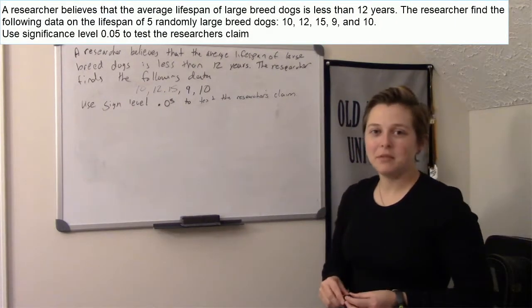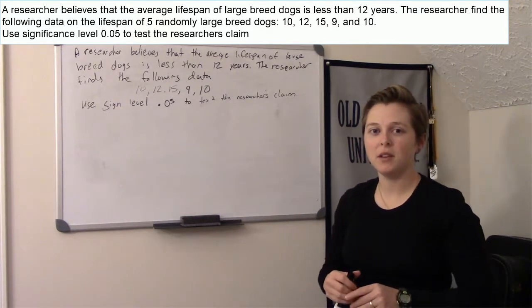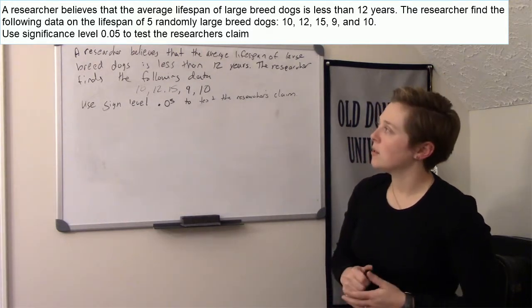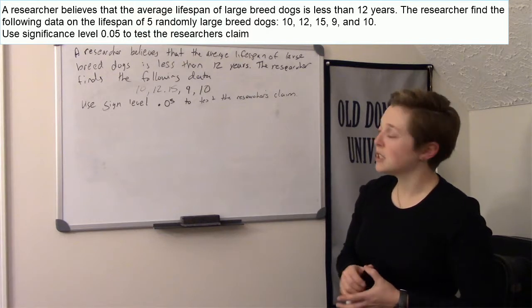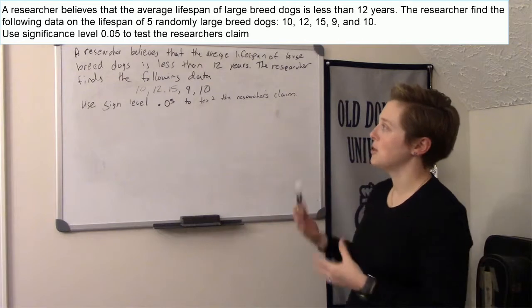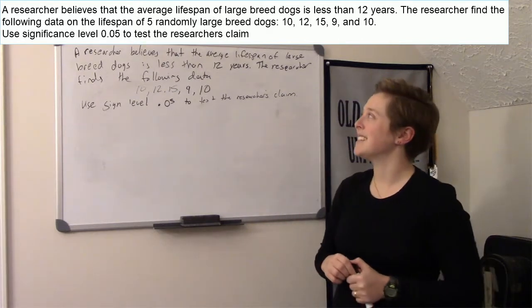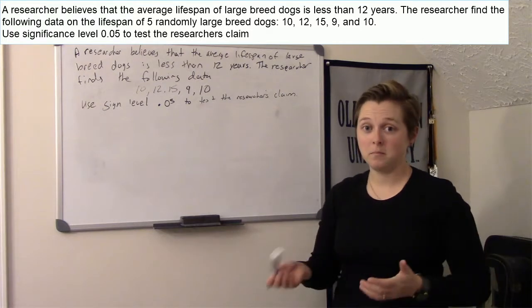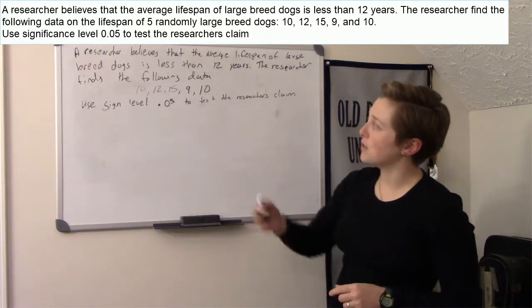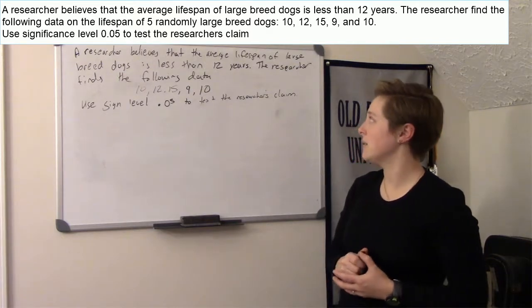So last example, we're doing a hypothesis test involving means. A researcher believes that the average lifespan, so now we know we're talking about averages, of large breed dogs is less than 12 years. The researcher finds the following data. Use a significance level of 0.05 to test the researcher's claim.